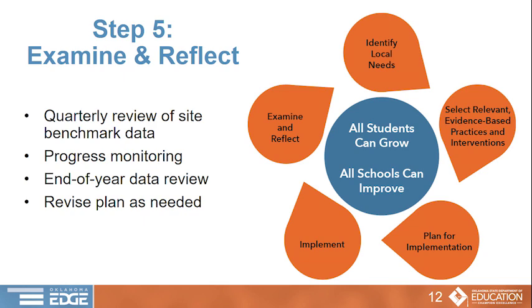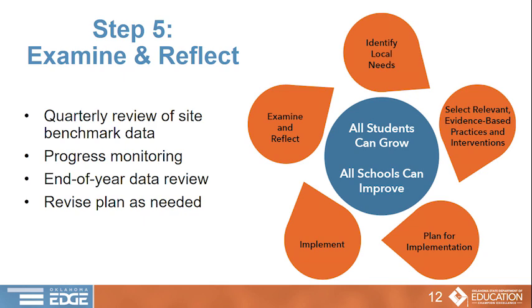In step 5, we take a look at how our plan has been implemented and what our results have been. So that can happen through quarterly review of site benchmark data. It can be progress monitoring of implementation of practices. It could be an end-of-year data review. But all of those things would be taken into consideration to examine and reflect upon the year and then revise the plan as needed.